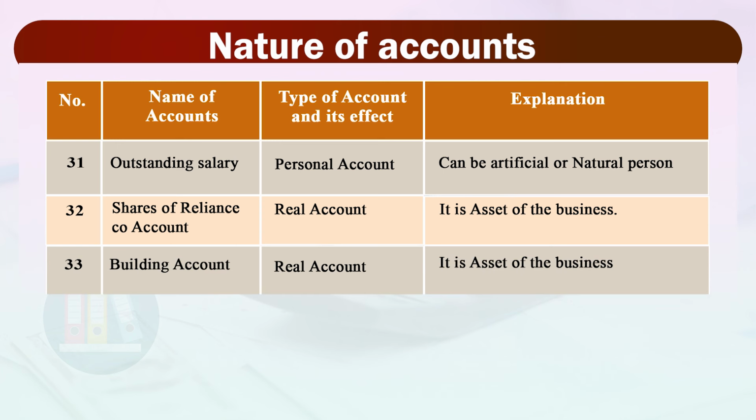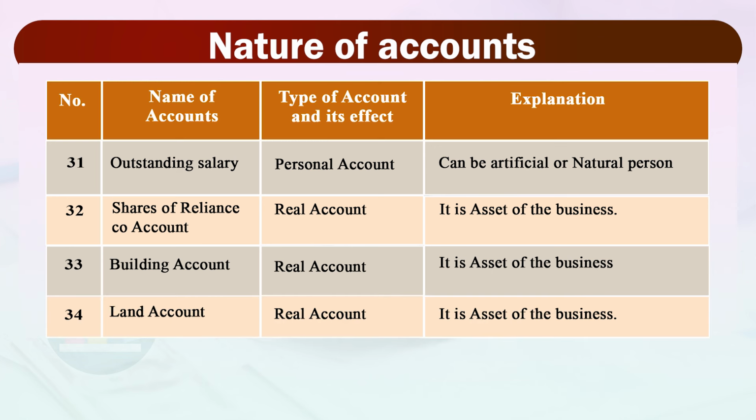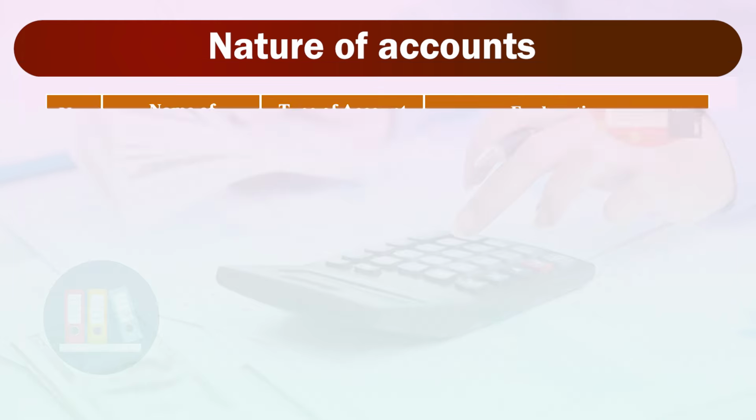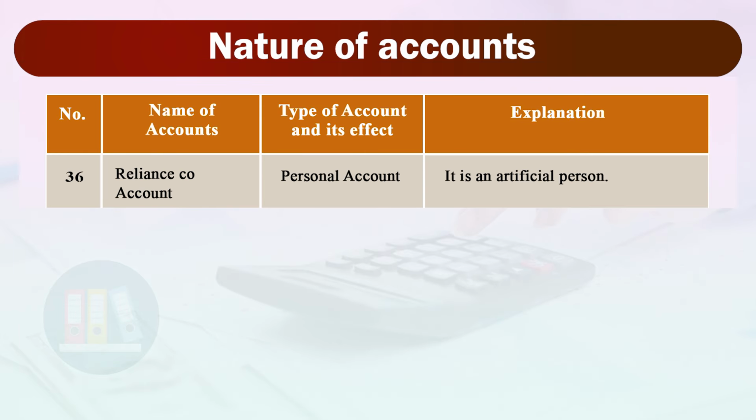Next is building account. Building is an asset of the business. So, it is a real account. Same is the case with the land account and furniture account. Both are assets of the business. So, they will be treated as a real account. Next is Reliance company account. It is a personal account as it is an artificial person.